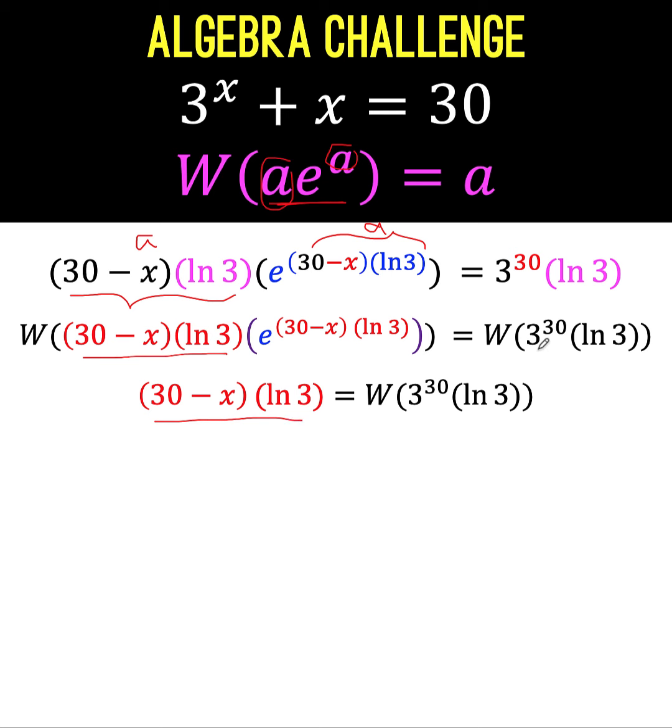And we take also the Lambert W of the right side. So the right side is just a constant, and the variable x is now isolated and we are near our solution.